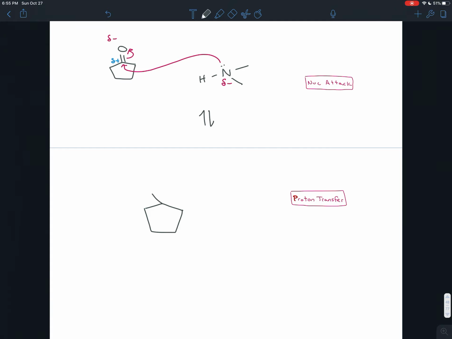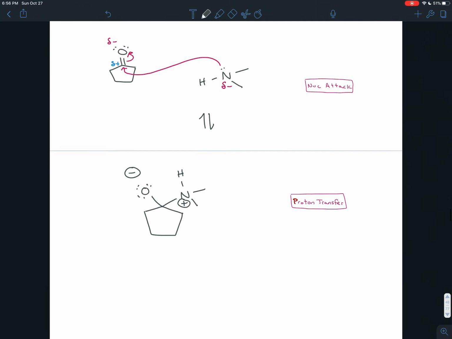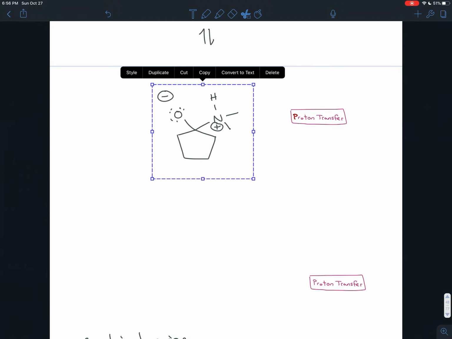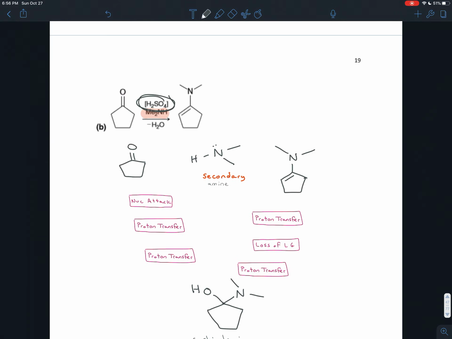When it does that, we have the same carbon skeleton. We have an oxygen, whereas it had only 2 lone pairs before, now it will have 3 with a full negative charge. The nitrogen has 2 methyl groups and a hydrogen on it. That nitrogen has 4 bonds, so it will have a full positive charge. So we have a lot of charges on this molecule. We're going to stabilize them by doing proton transfers.